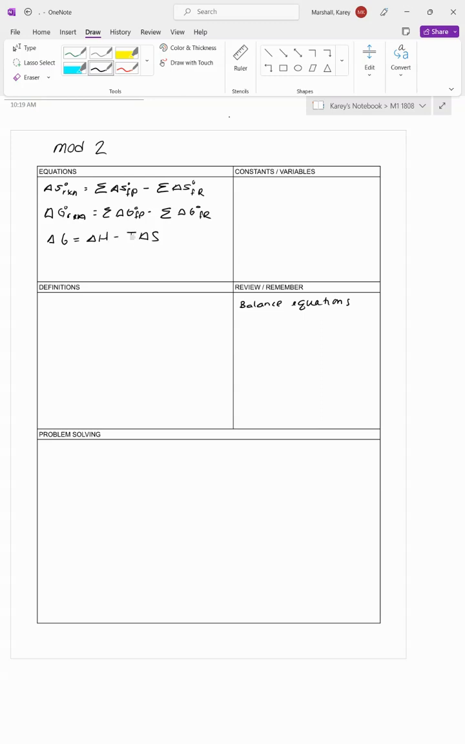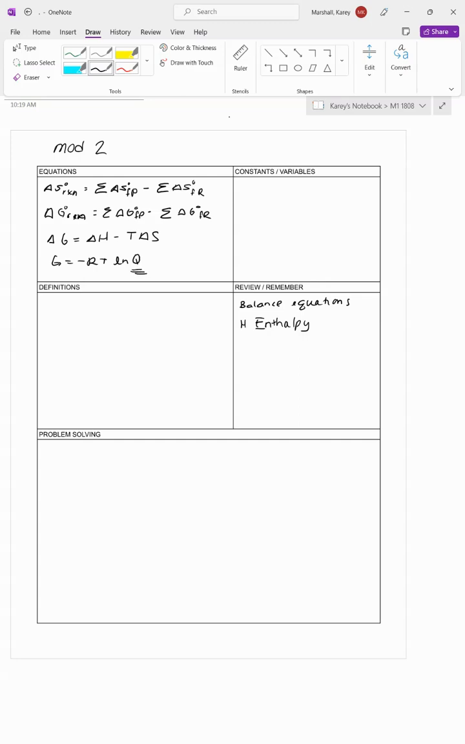You will also need to know that delta G is going to be equal to delta H minus T delta S. So you may want to review H, which is enthalpy, and S is entropy. Enthalpy is also tabulated on the same thermodynamic table that you will be using to get your S and your G.